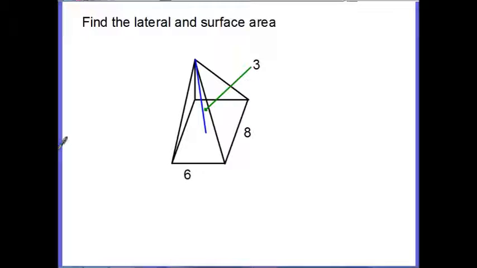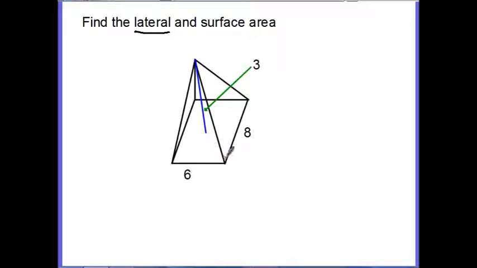Now for our next example, again, we're going to find the lateral area and the surface area. First off, we want to say, is the base regular? And it's definitely not. It's not equilateral. So instead, we have to think about what other ways we can find the lateral area. Now, remember, the definition of the lateral area of any polyhedron is the area of the lateral faces. In other words, the area of those triangular faces, all the faces except the base.